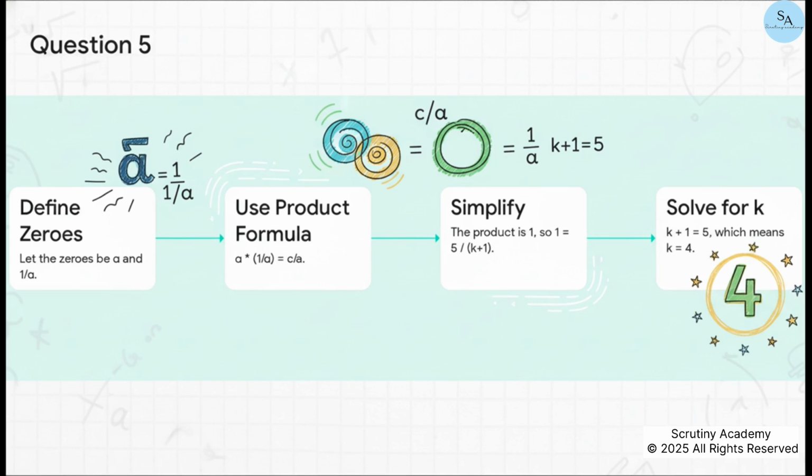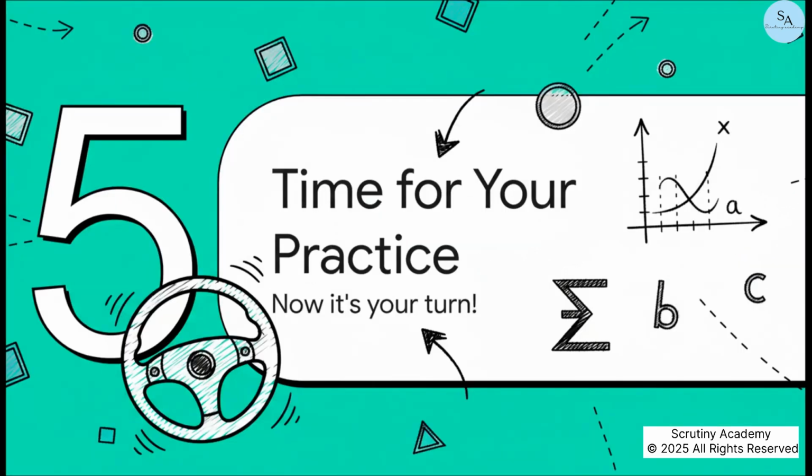We also know the product is c over a. Here, c is 5 and a is k plus 1. So 1 must equal 5 over k plus 1. A little bit of easy algebra from there tells us k plus 1 equals 5, so k has to be 4.